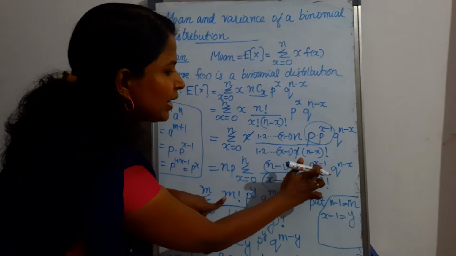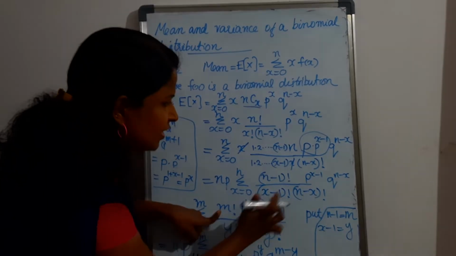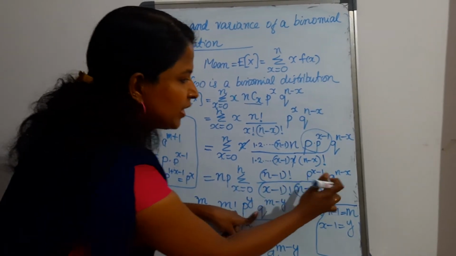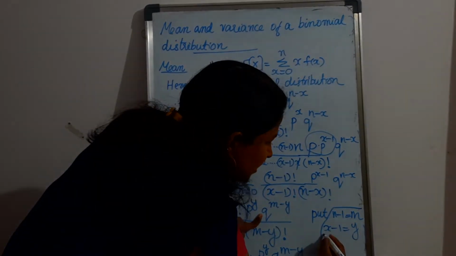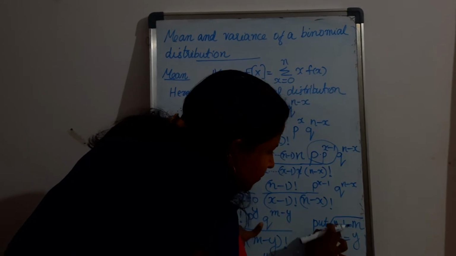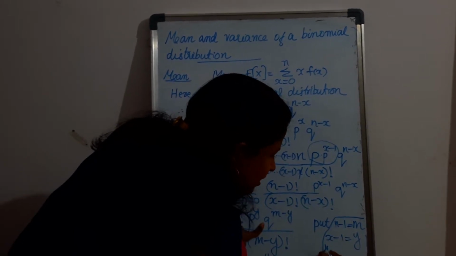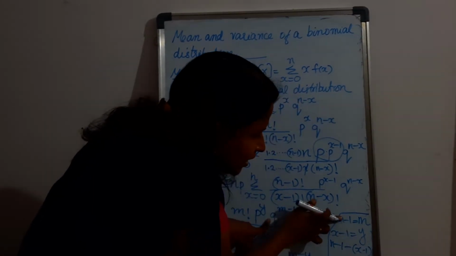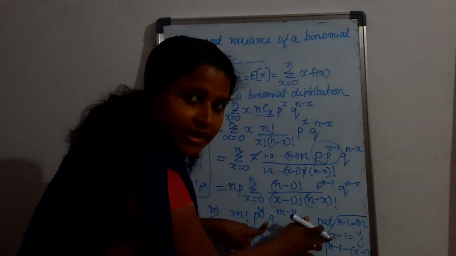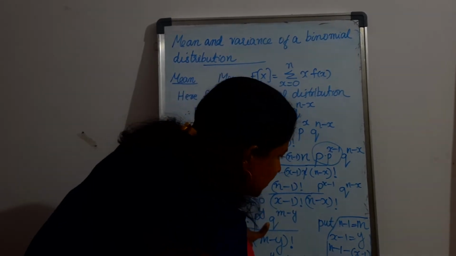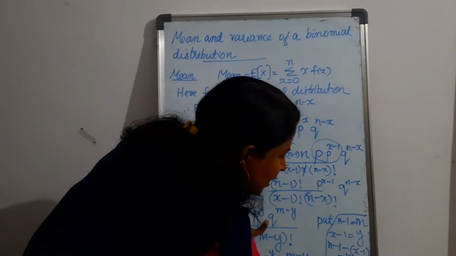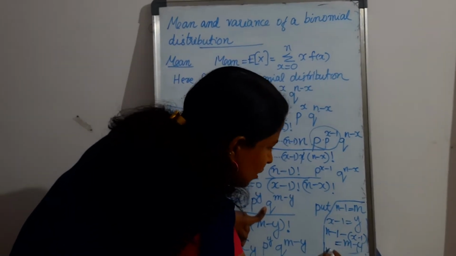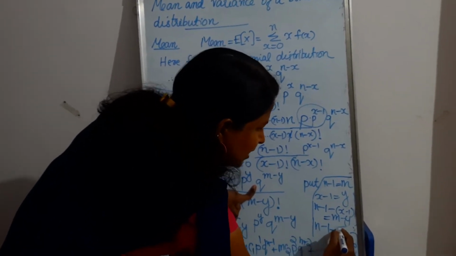Then x minus 1 is y. So p raised to y, and q raised to n minus x. Here n minus x means n minus 1 minus (x minus 1). Subtract this: n minus 1 minus x minus 1. That is equal to, on the right side, m minus y. This is here n minus 1 minus x.